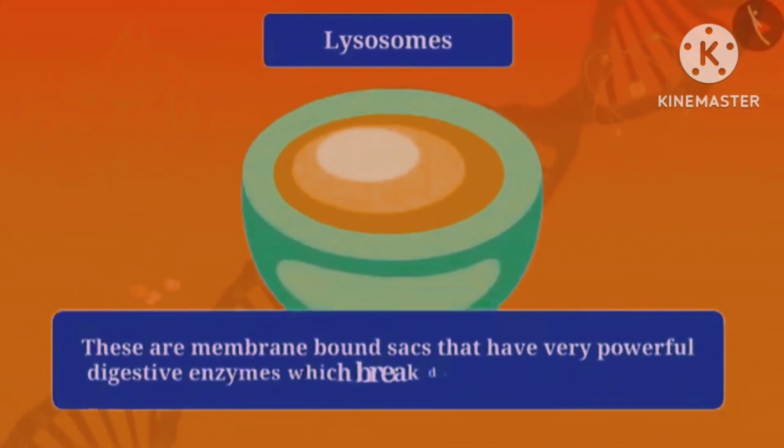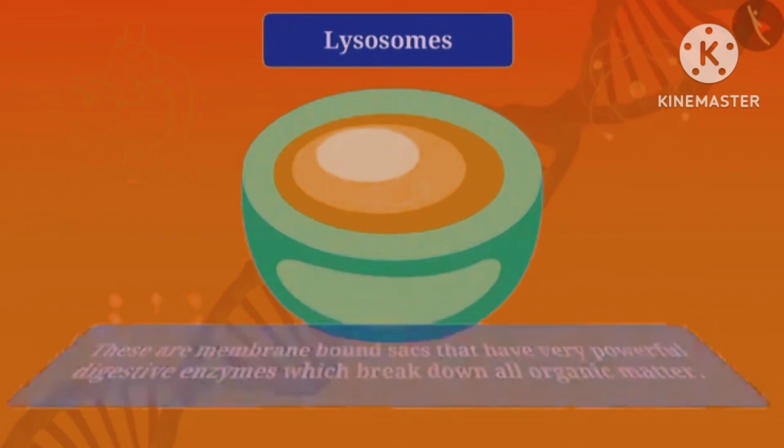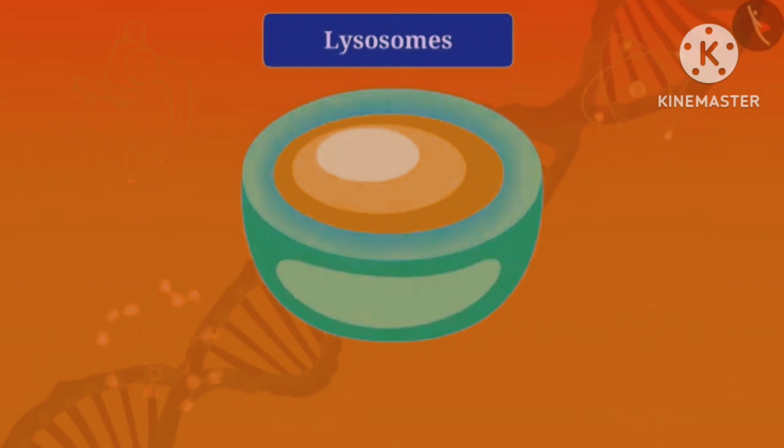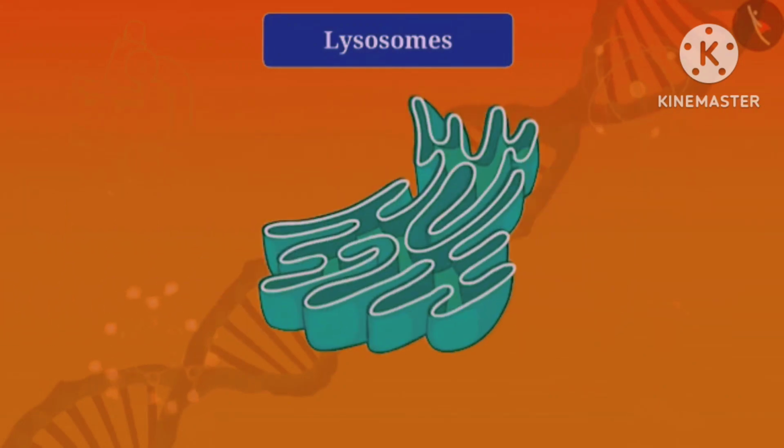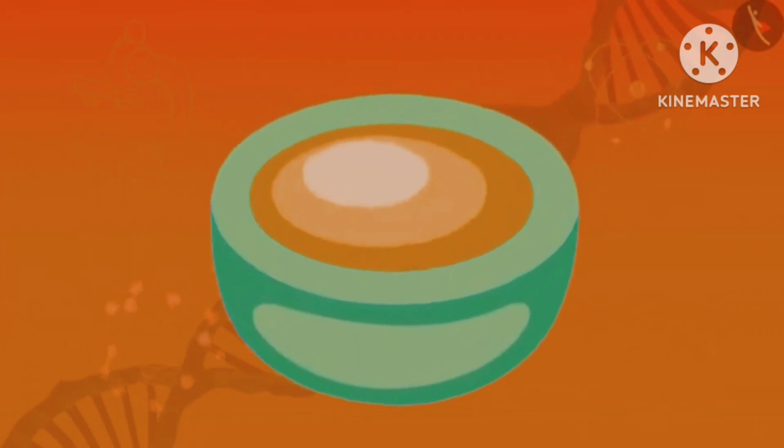Lysosomes are membrane-bound sacs that have very powerful digestive enzymes which break down all organic matter. But friends, where do these powerful digestive enzymes come from? Well, these digestive enzymes are formed on smooth endoplasmic reticulum and packed in lysosomes from the vesicles of the Golgi apparatus. Guys, what is the function of lysosomes?